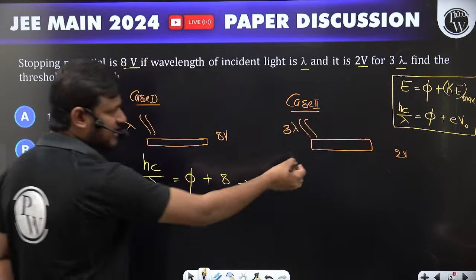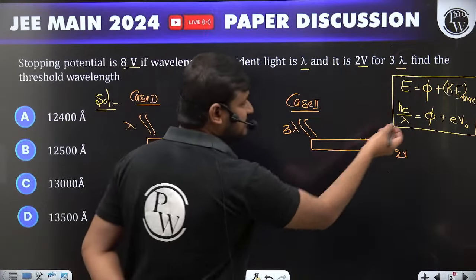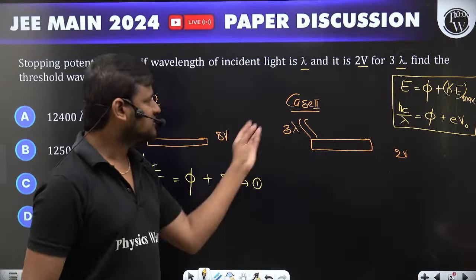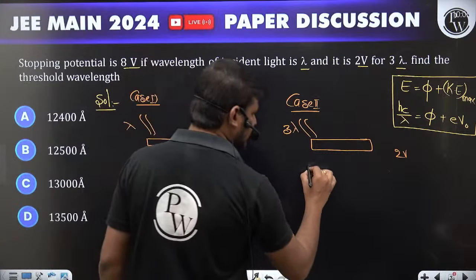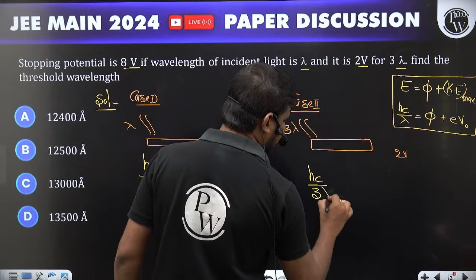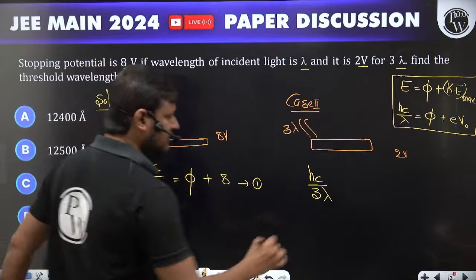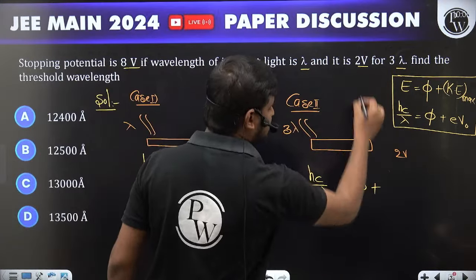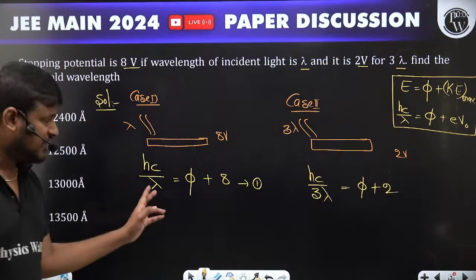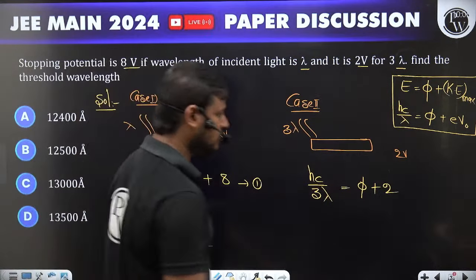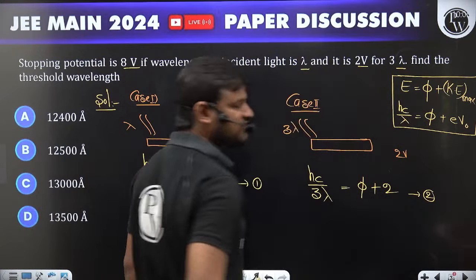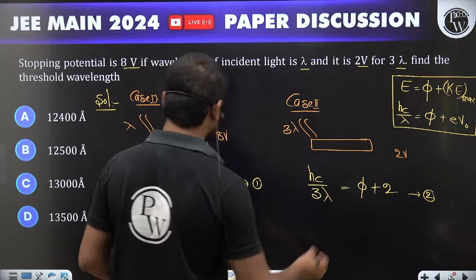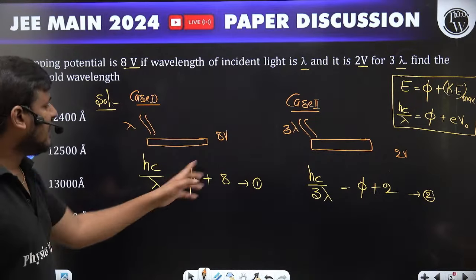Similarly here, the metal is the same, so the work function will be the same. The same metal, but two different incident wavelength lights are incident on the metal surface. Here hc by 3 lambda equals the same work function phi plus the stopping potential 2 volts. Let it be equation number 2. So equation 1 and equation 2. Now you can solve these two equations and get the value.